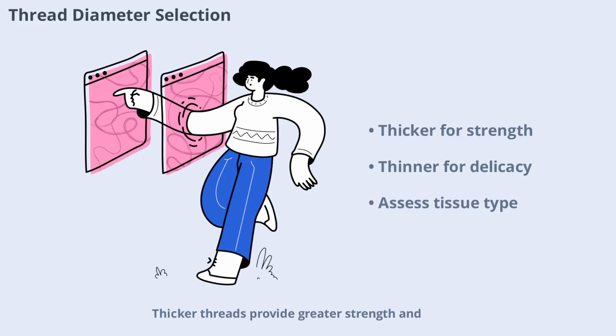Selecting the right thread diameter is crucial for surgical success. Thicker threads provide greater strength and are used for areas under tension, such as fascia or tendons. Thinner threads are ideal for delicate tissues, like skin or blood vessels, where minimal trauma is essential. Surgeons must assess the tissue type and healing requirements to choose the appropriate diameter.